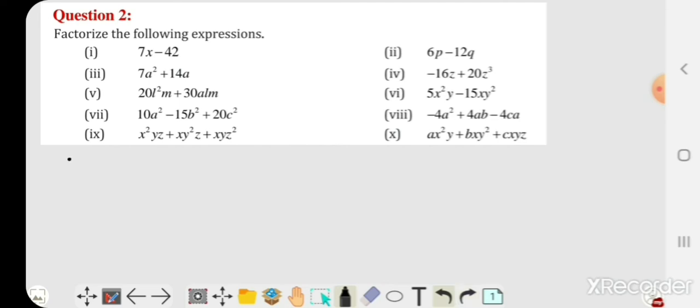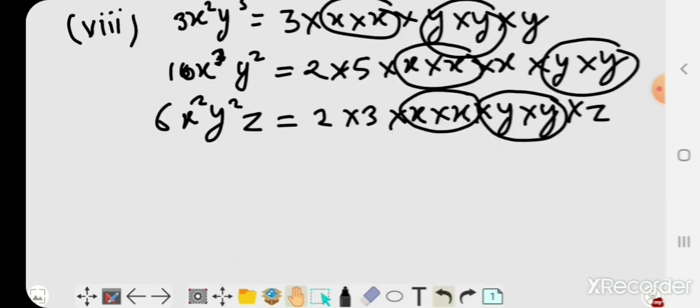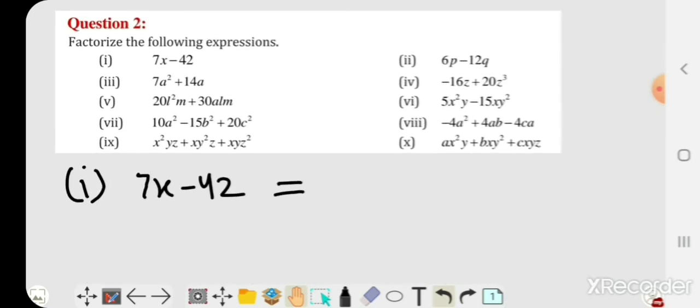First is 7x minus 42. When you factorize, you can see here two terms, but in previous question number 1, there were only single terms. Now here you will see two terms. In the first part there are two terms, in this one there are three terms. Here we just seek a common thing.